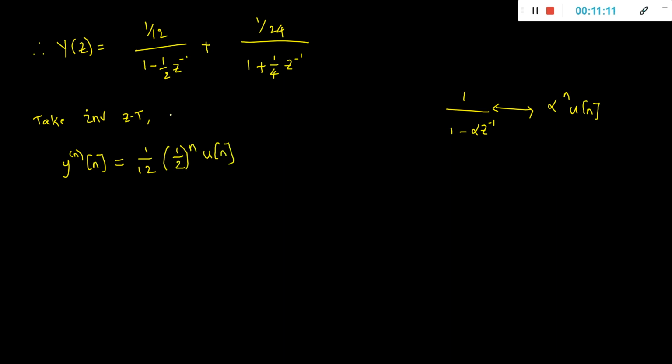So this is the inverse z transform of the first term, plus the inverse z transform of the second term, which is 1 divided by 24 because that's a constant value now. Now I can always write 1 plus 1 by 4 z inverse as 1 minus of minus 1 by 4 z inverse. So I know that its inverse z transform is minus 1 by 4 to the power n times u of n. So this is how we find the natural response of the given difference equation.